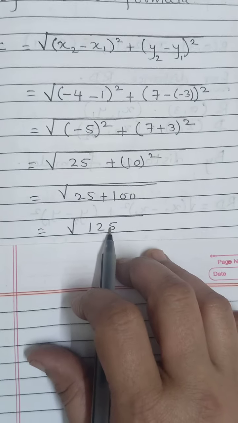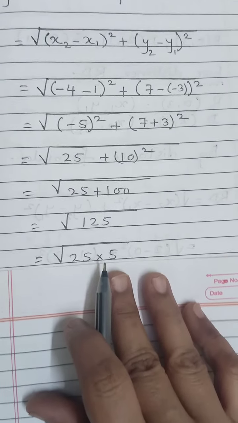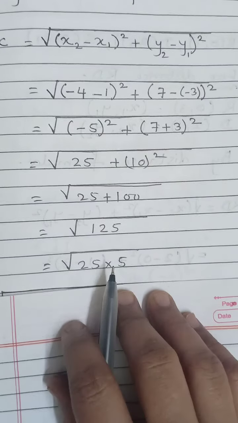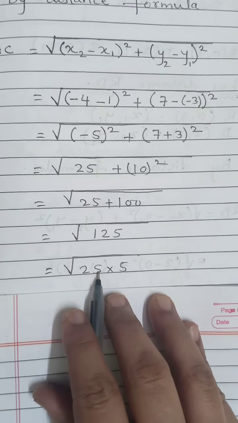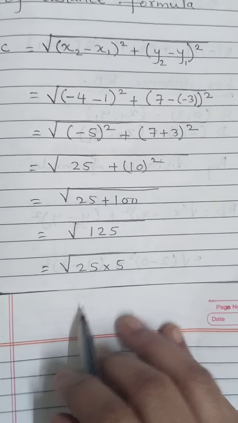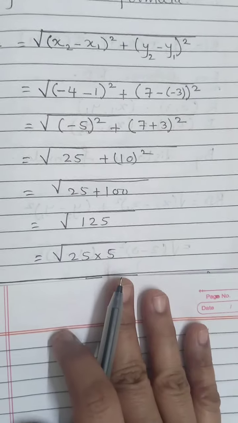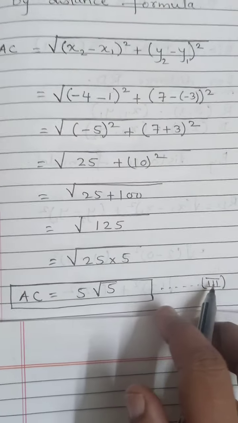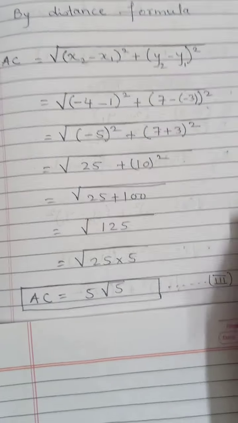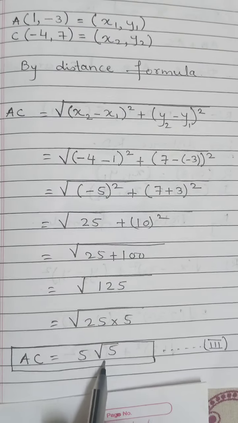Now this 125 we can factorize as 25 times 5. We have taken this factorization because we know the root of 25 is 5. So this root of 25 is 5, which will come outside, and under the root 5 will be as it is. So we have got AC is 5 root 5 and I have given it equation number 3. See here, now all the three distances are with us. First is AB root 5, second is BC 6 root 5, third is AC 5 root 5.